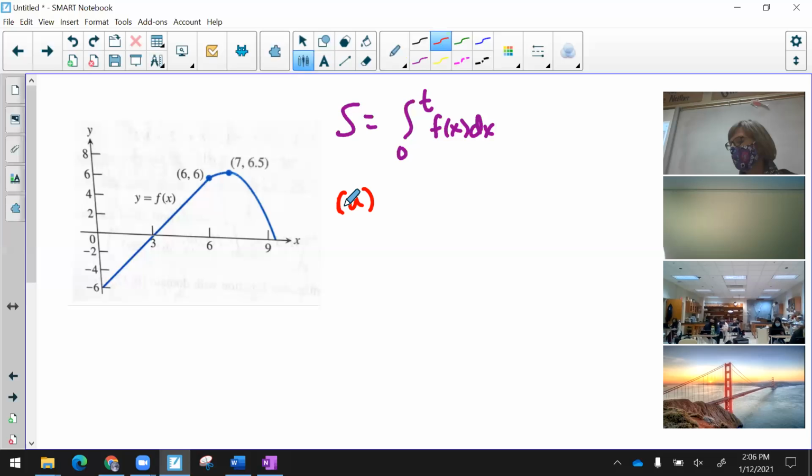Eva, read us part A. What is the particle's velocity at t equals 3 seconds? How do I get velocity? What is velocity equal to? The first derivative. The first derivative of what, Kim? F of x. Not f of x. S. Yes, s. So that's going to be ds dt.